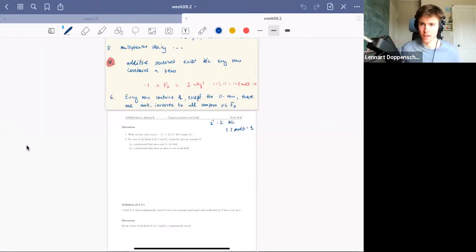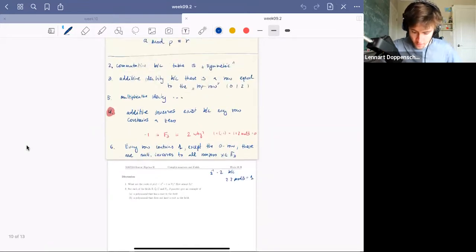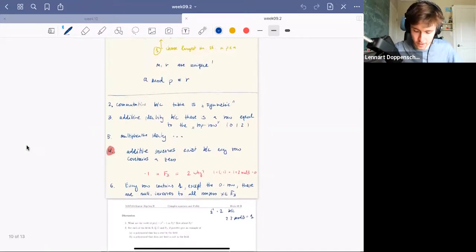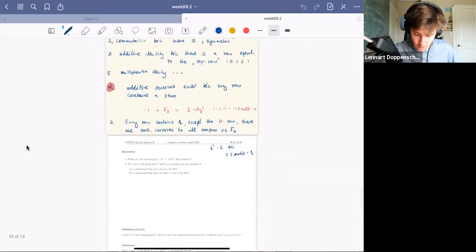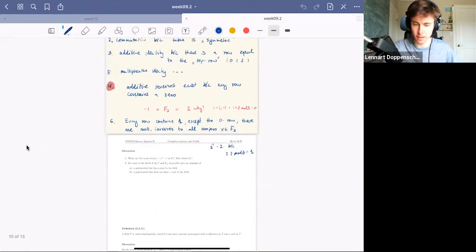All right, it's time to start. So we ended up last time with fields, and I showed you some examples, and in particular, the last field that we looked at was the finite field with 3 elements.